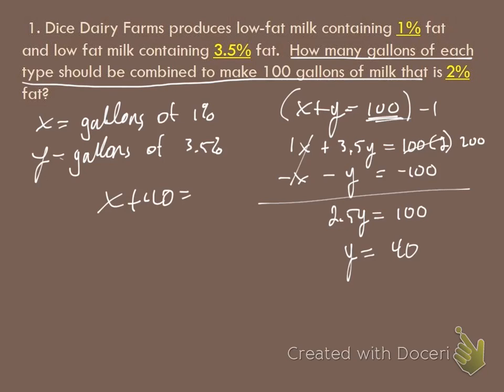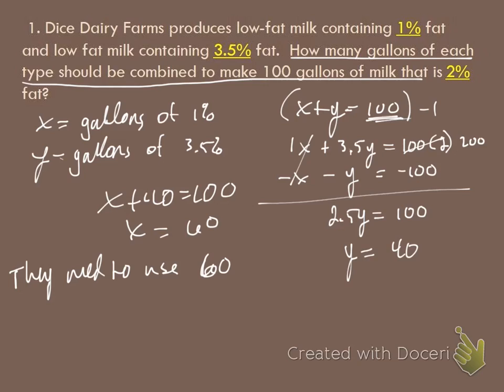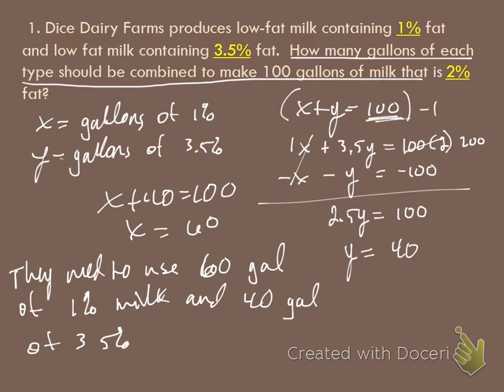Well, use some common sense, or plug 40 in for Y and realize that it's going to take 60 gallons of the 1% milk. So you can say they need to use 60 gallons of the 1% milk and 40 gallons of the 3.5% milk. Okay? So that's a mixture problem when you're mixing two things together.